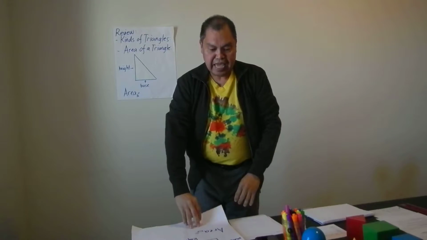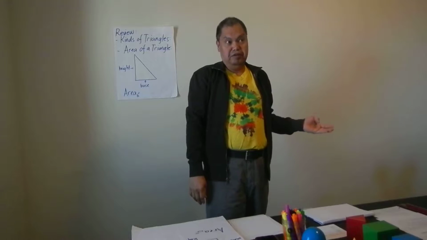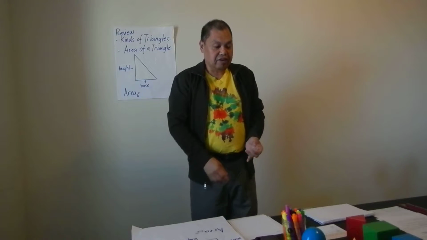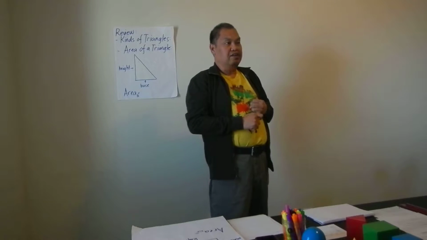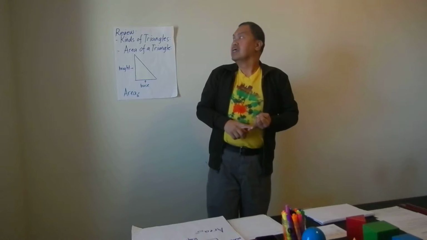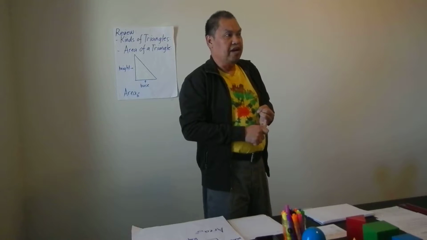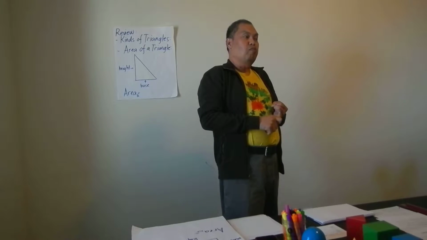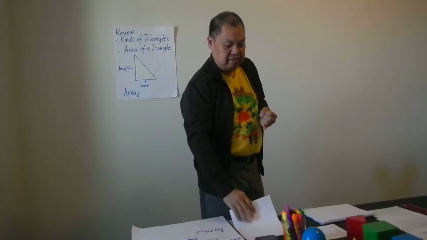Can you name some of the kinds of triangle that we have learned before? Okay, there is what we call an acute triangle. We said that acute triangles are having angles that are less than 90 degrees. The next one is what we call the right triangles. The right triangles, we said that there is one right angle in the given triangle.